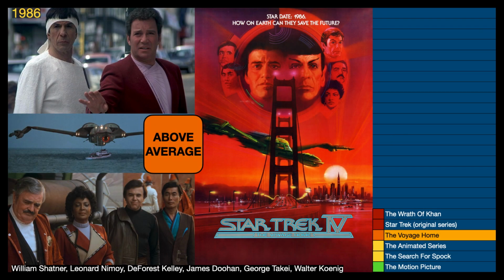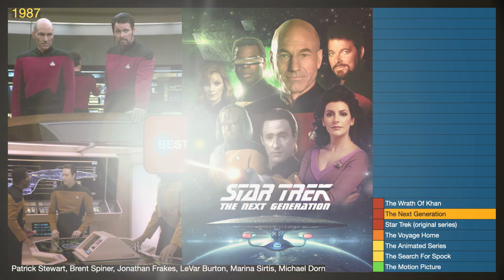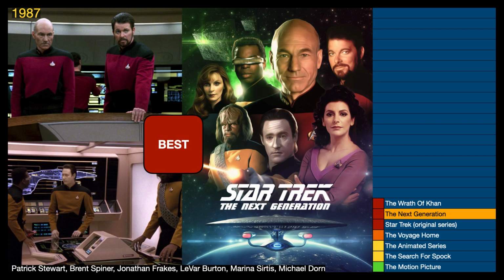1986, The Voyage Home. The crew travel to Earth's past to find whales to communicate with a dangerous alien probe, the third part of a 3-film story arc. 1987, The Next Generation. Set a century after the original series, Captain Picard leads a new crew with a refreshed Starship Enterprise.